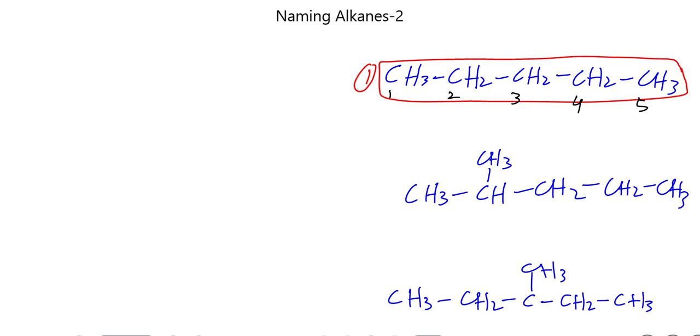Now if there was a branch, we would give the position and name of the branch first and then the name of the parent chain. But there is no branch, so we'll simply write, because there are 5 carbons, we'll simply say pent, and this is an alkane. There is no double bond, there is no triple bond, only single bonds, so we will write A and E. So this is the name of this compound.